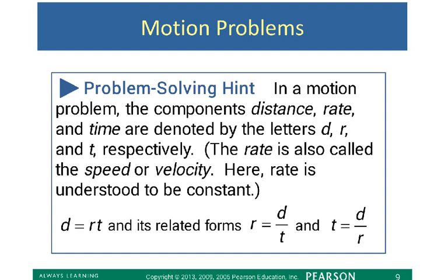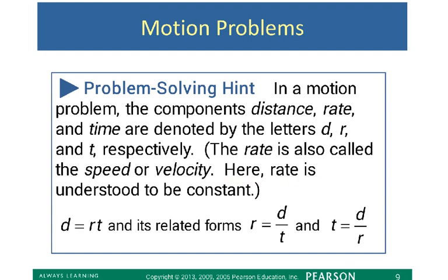Alright, the next type of problem that we're going to be looking at are motion problems. And here are some hints about motion problems. I'm just going to read it off to you. It says, in a motion problem, the components distance, rate, and time are denoted by the letters D, R, and T, respectively. The rate is also called speed or velocity. So in your word problems, you may read speed or velocity. Just know that is your rate, okay? That's what you're going to be putting in for R.